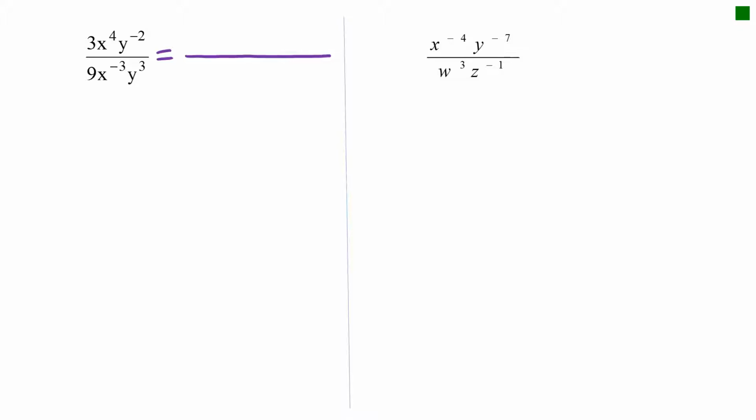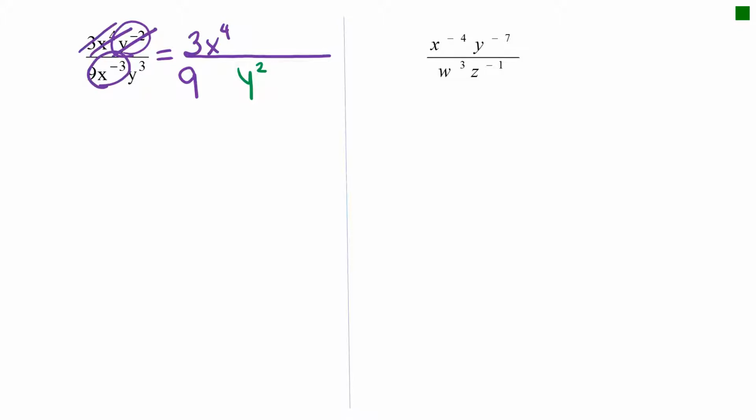When does something move? When it has a negative power. Negative numbers exist. Negative powers cannot. So 3 is just the number 3, it stays. X to the fourth, positive power, it stays. This y to the negative 2, negative power, so I'm going to move it to the bottom and make it a positive 2. So I've taken care of that one, that one, that one. 9, regular old number, don't even move numbers. Numbers just stay where they are.